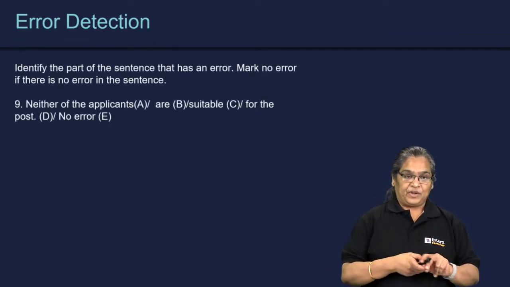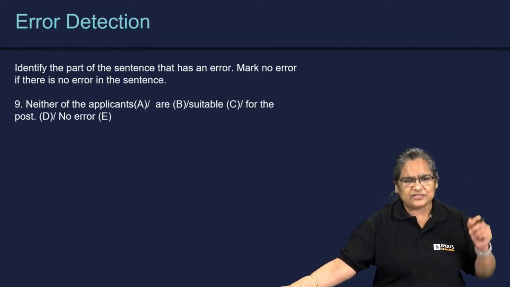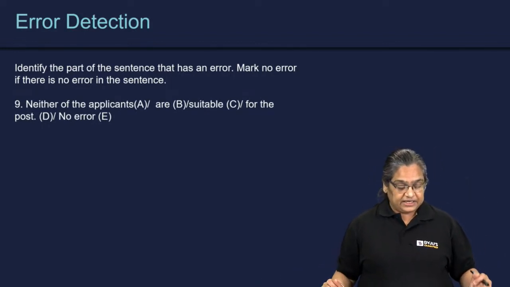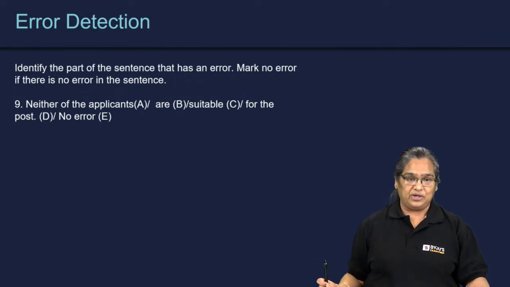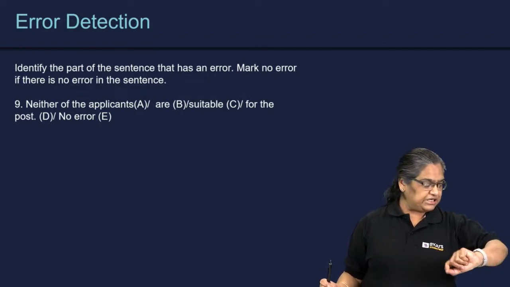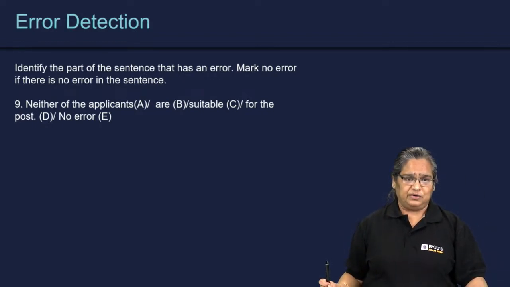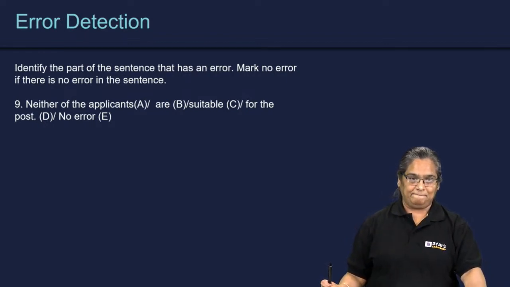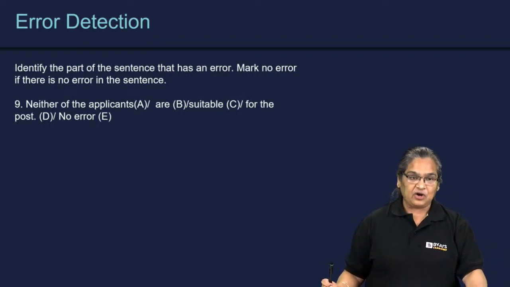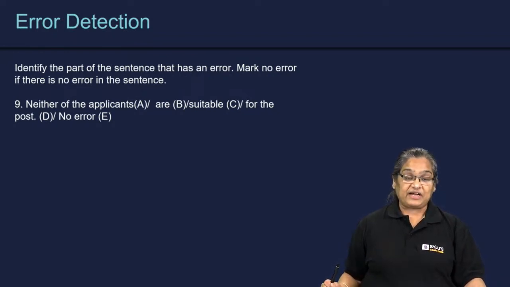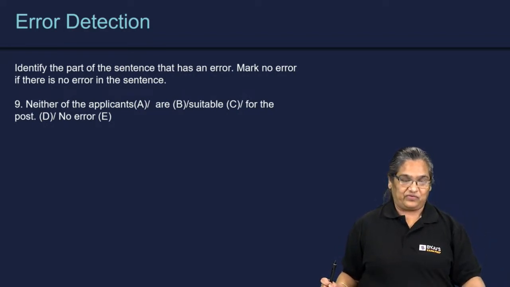All right, quickly now. You've done this question a million times in different forms. Neither of the applicants are suitable for the post. Quickly give me your answers before I move on. Quick. We are in question 9. I have so many things to do with you. Question 9, A, B, C or D or no error E. The moment I see 2 answers, I'm going to move on. Neither of the applicants are suitable for the post. Fastest finger, from now it becomes fastest finger wins.